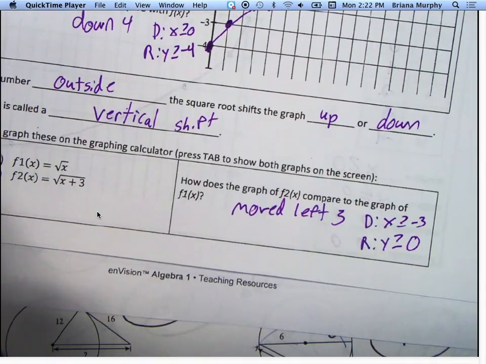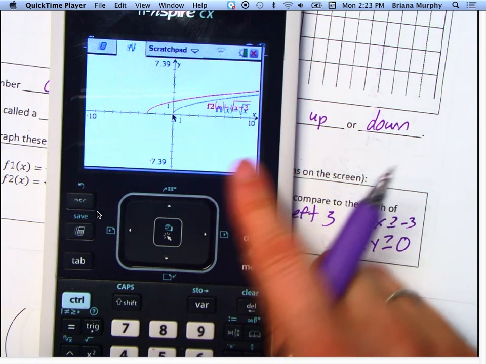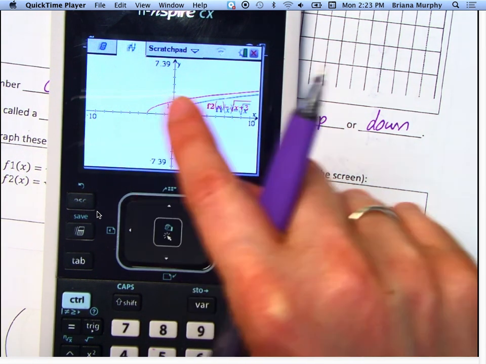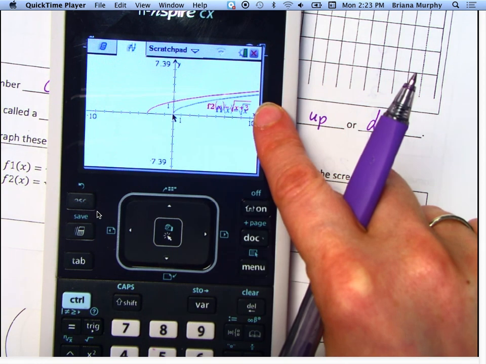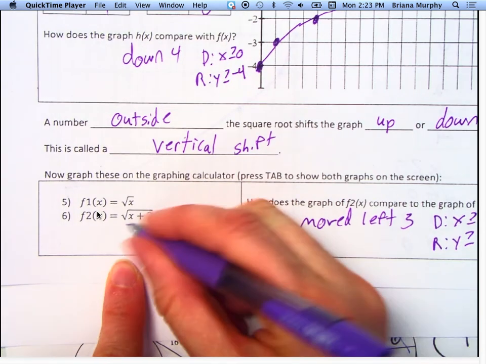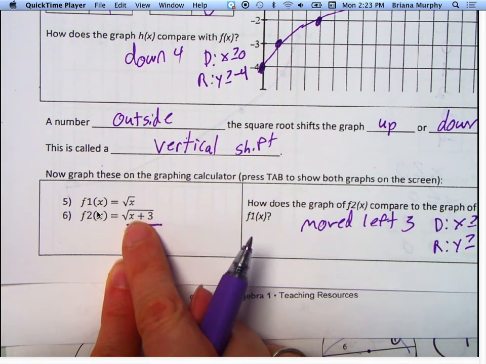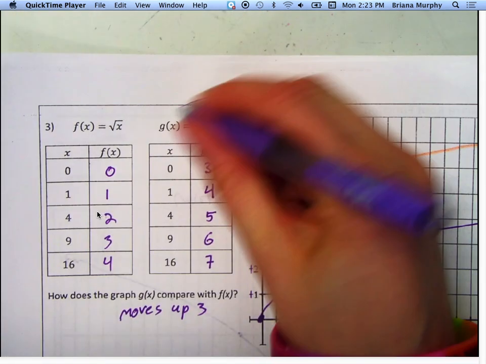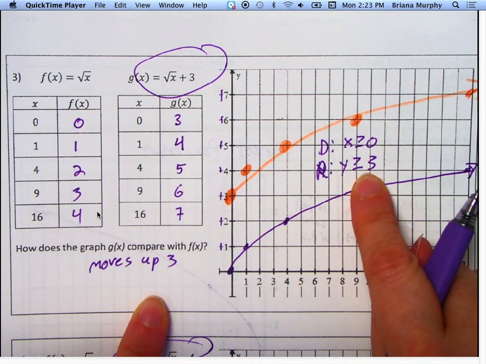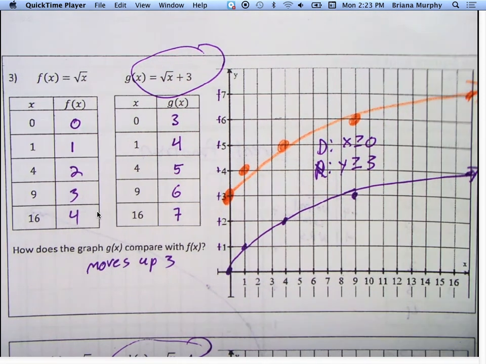Okay. See the picture? See the graph? See how it moved to the left 3? So my domain is x is greater than or equal to negative 3. Okay? So when I am inside this square root, this affects my domain. When it's on the outside of the square root, it affects my range. Okay? All right. Let's see if that's true.